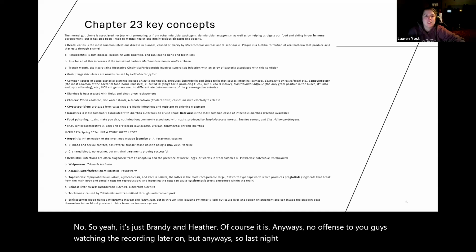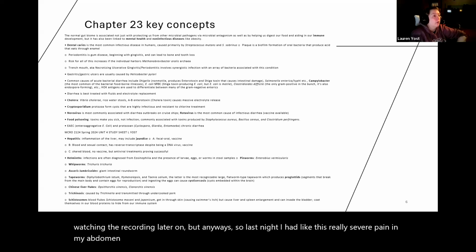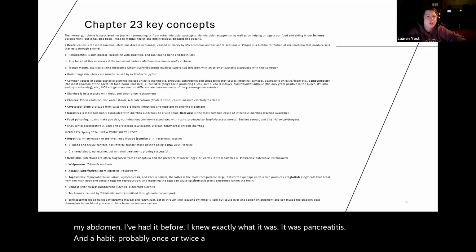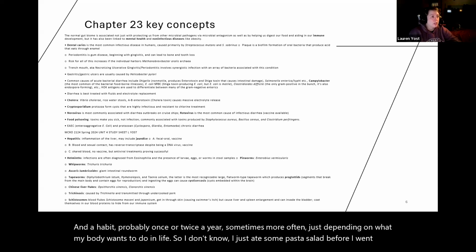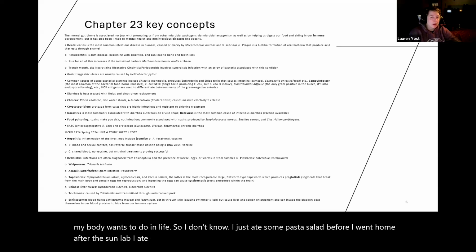But anyways, last night I had like this really severe pain in my abdomen. I've had it before. I knew exactly what it was. It was pancreatitis. And I have it like probably once or twice a year, sometimes more often, just depending on what my body wants to do in life. I just ate some pasta salad before I went home. After the Sem Lab, I ate pasta salad and then I came back to work.